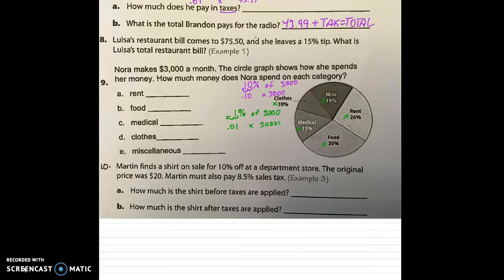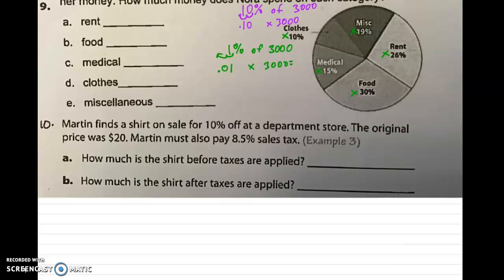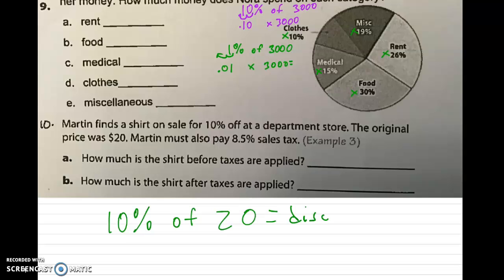Number 10, Martin finds a shirt on sale for 10% off at a department store. The original price was $20. Martin must also pay 8.5% sales tax. So what you have to do on this is you first have to find out the new price of the shirt. Okay, 10% off, 10% of 20. First find that. The original, so this is the discounted price, or the discount, equals discount. Then, that's step 1.